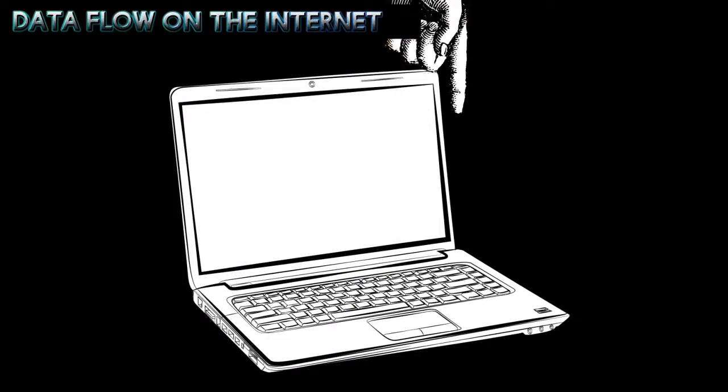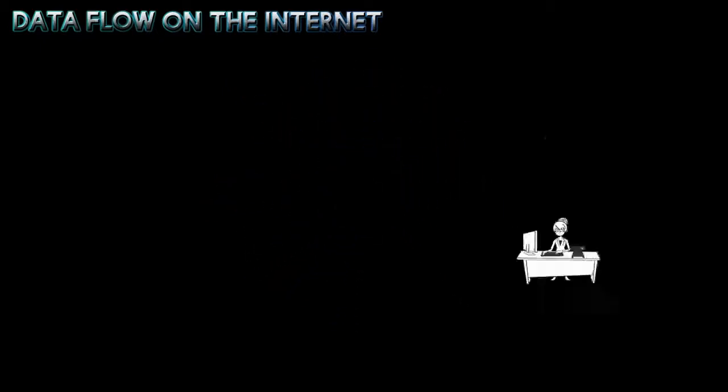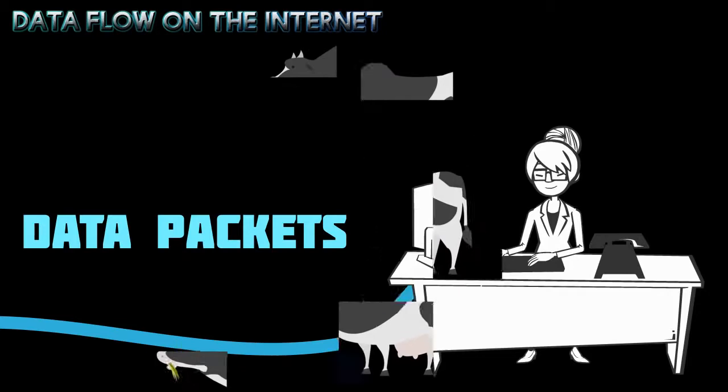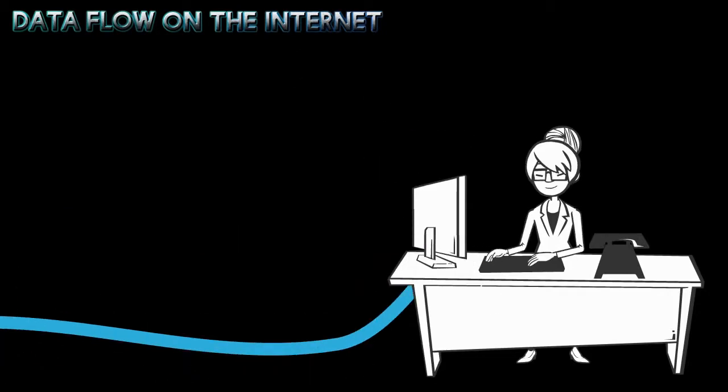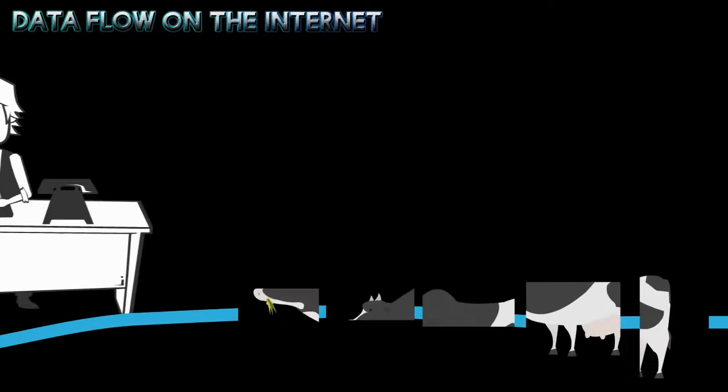Let's look at what happens when you press the Enter key on your computer and send information out to the World Wide Web. The information you send is broken into smaller pieces called data packets. This allows people around the world to use the Internet at the same time. Your information is sent through the Internet as small data packets and reassembled at the receiver's computer.